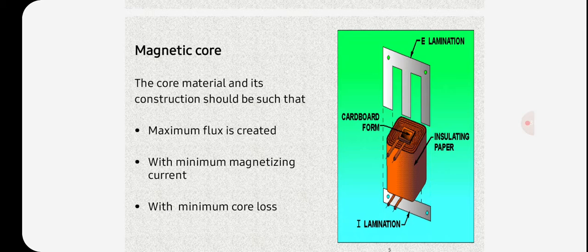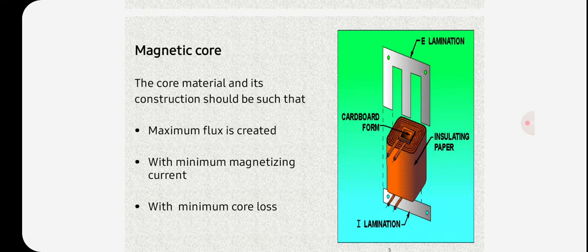The thickness of each lamination varies from 0.35 mm for 50 Hz frequency, and 0.5 mm for 25 Hz frequency. So the lamination thickness depends on the frequency.